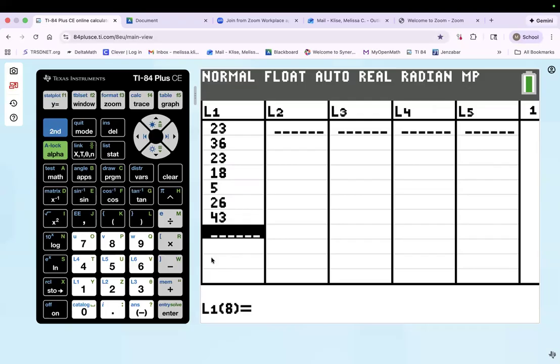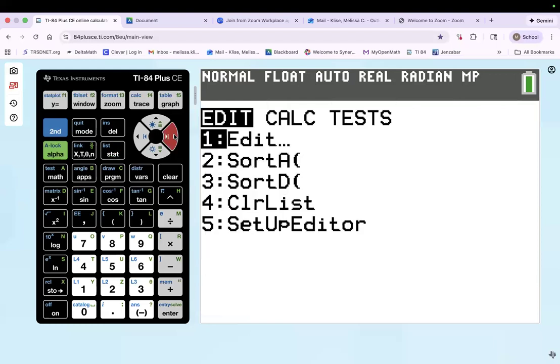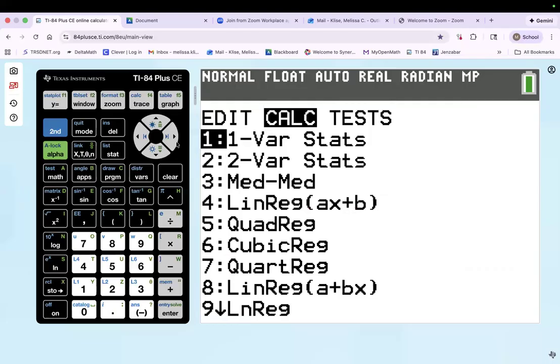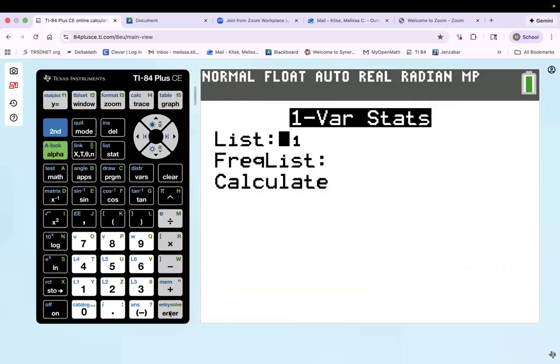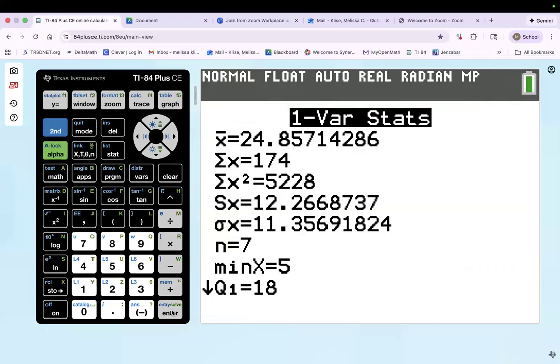Okay, good. Thank you, Amanda. I'm going to walk through it for those of you who may have gotten lost or weren't able to do it. I don't expect you to get it the first time, so I'm going to walk through it again. All right, we already have this in here. You can hit stat, arrow over to calc. We want the first option, one variable statistics. L1 should already be your list. So we can just arrow down to calculate, leave the frequency list blank, and hit enter.